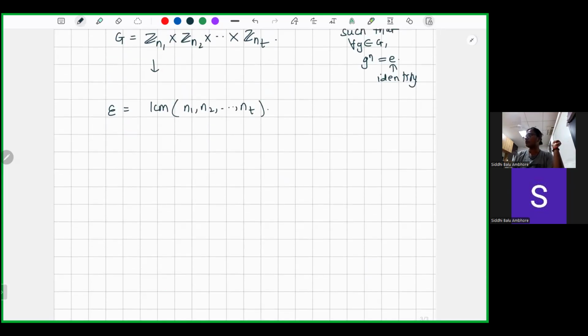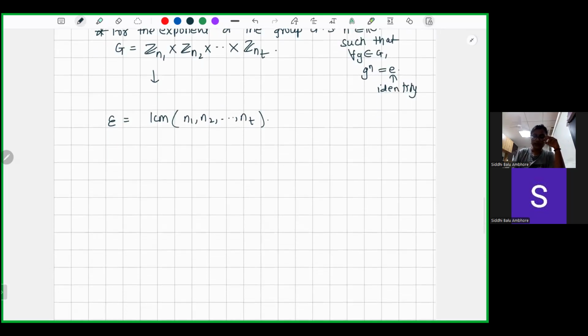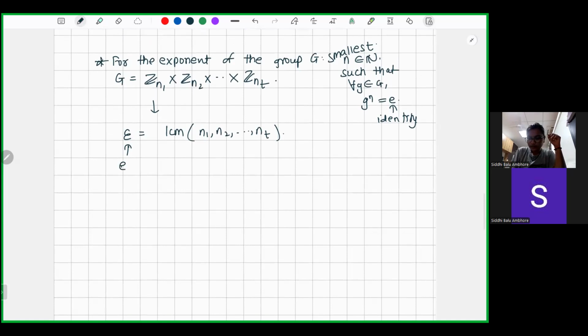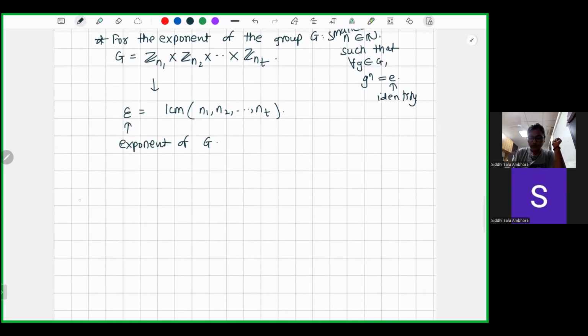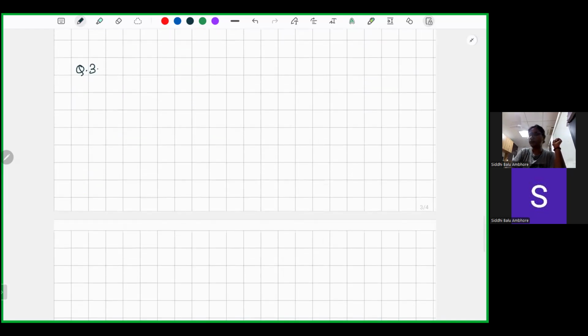And now this is something which we tried to do in, I think, tutorial 10, which was left as an exercise. So this epsilon, this is my exponent of G. So this question is something which we left the other day.